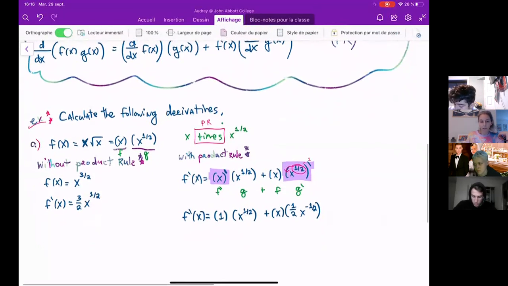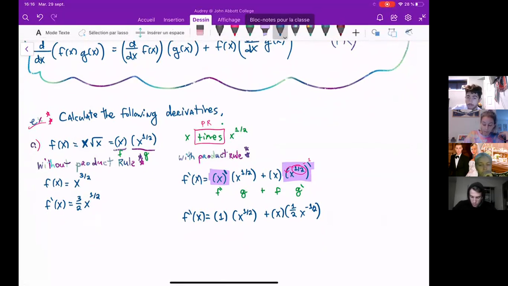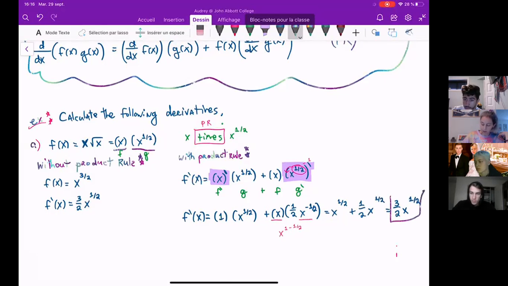So at this point, this looks a lot different than that 3/2 x to the 1/2 that I got over there. But I'm going to show you that it's actually the same thing. Here we have a rule that says I can add my exponents. So this is actually going to be x to the power of 1 minus 1/2. So this is x to the 1/2 plus 1/2 x to the 1/2, which gives me 3/2 x to the 1/2, and I ended up with the same answer.